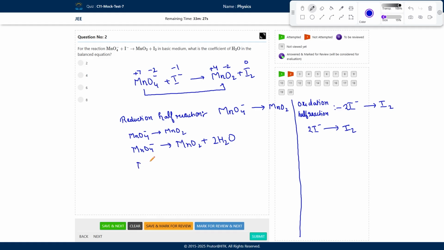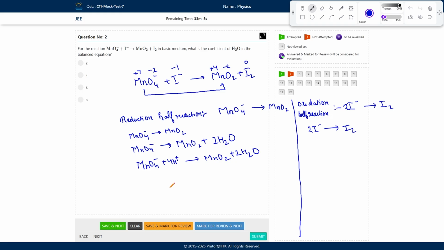We know that on the right hand side we have 4 hydrogens, on the left hand side we have no hydrogen. So we will add 4H plus on the left hand side. So this is your reaction now. Moving on to the next. What is the next step?